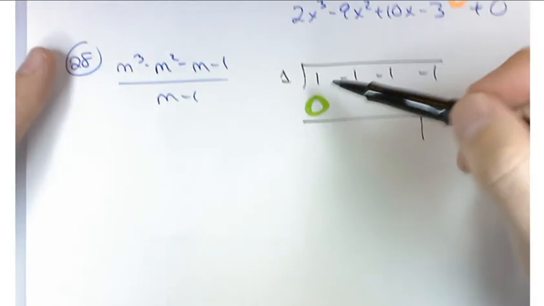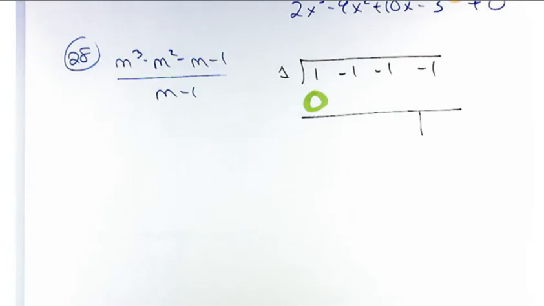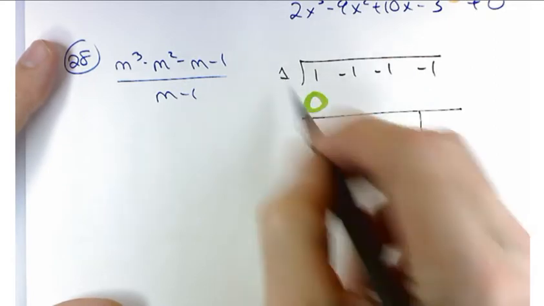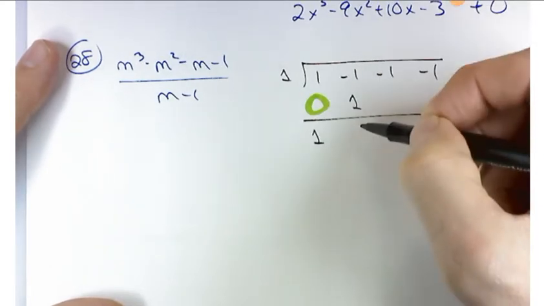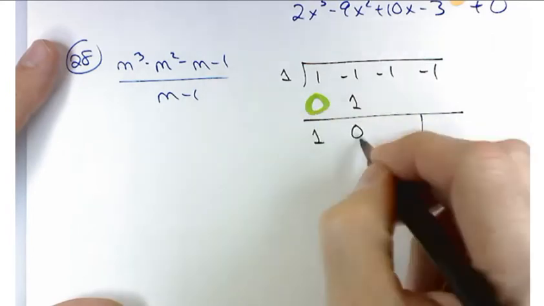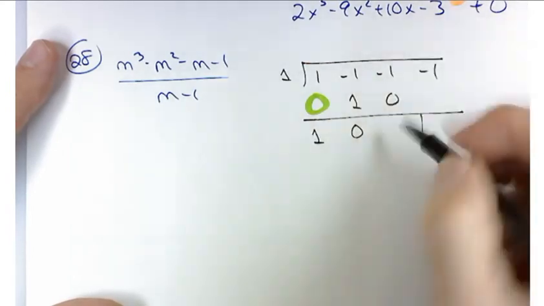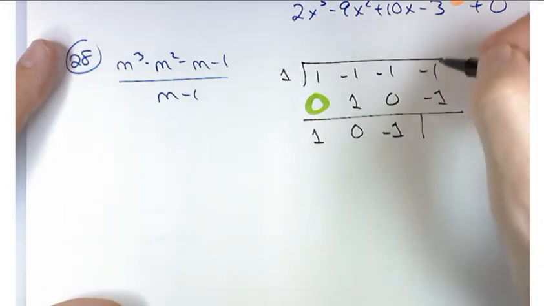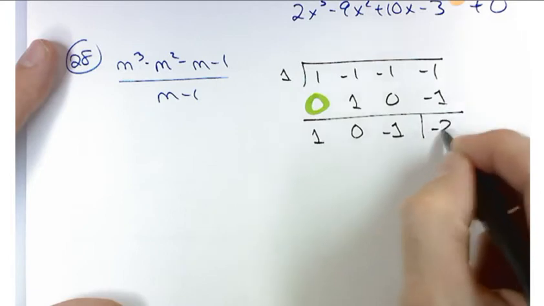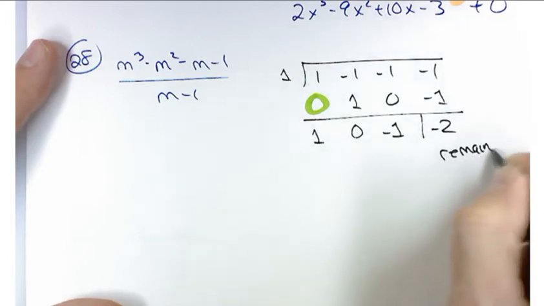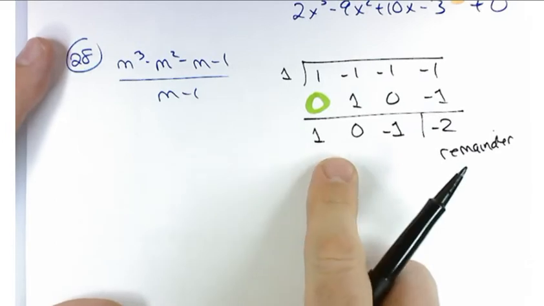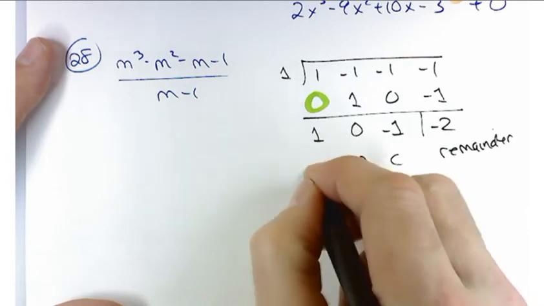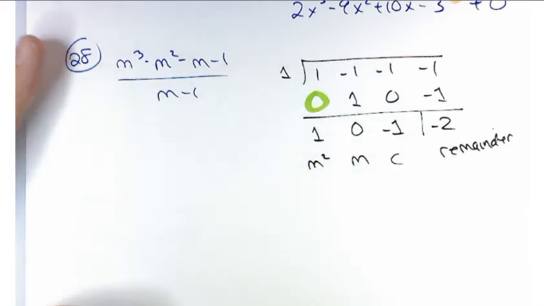Okay, so this process of add and multiply starts here. Add going down, I get a 1. 1 times 1 is 1. Add going down, 0. Multiply, still 0. Add, negative 1. Multiply, negative 1. What do I get when I add? Negative 2. That's the remainder. So I need to interpret these. That's my constant. That's my coefficient of m. That's my coefficient of m squared.